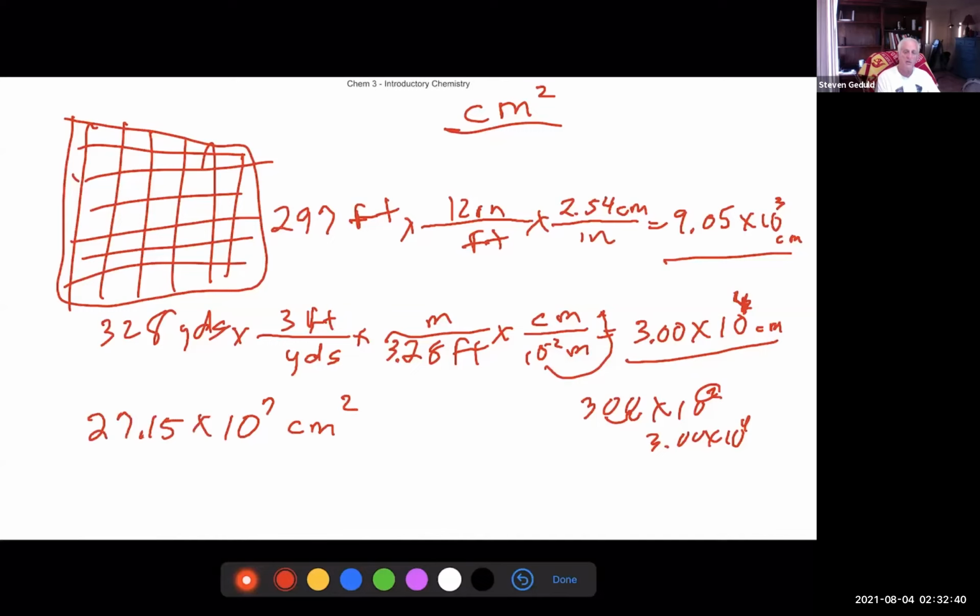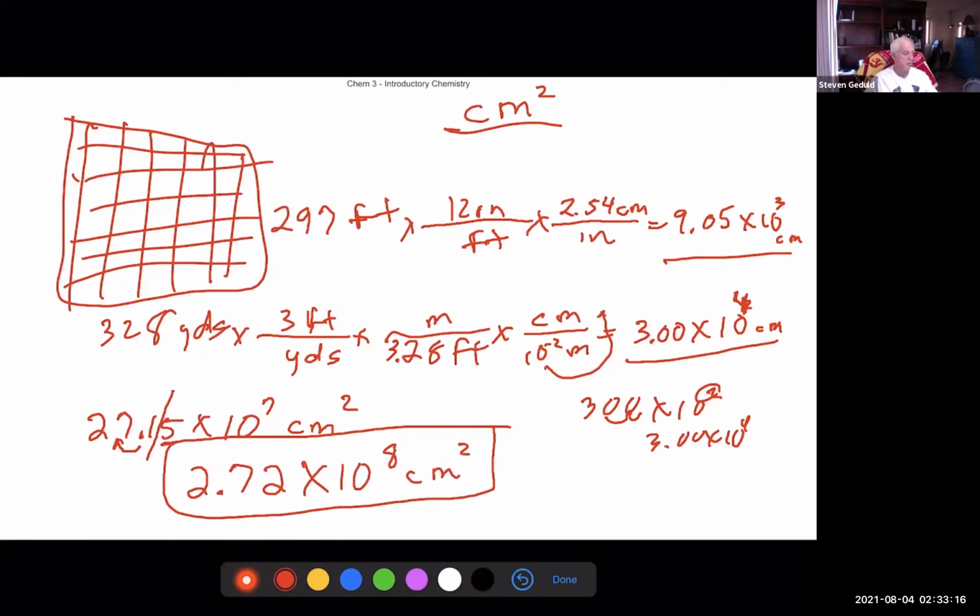And we're only good at 3 significant digits. So we're going to move the decimal point in scientific notation one place to the left. We made that number smaller, we went from 27 to 2.7, so we make our exponent bigger by 1. So 2.715, and this is exactly 5, so this rounds up. 2.72 times 10 to the 8 square centimeters. That is the area of the field.